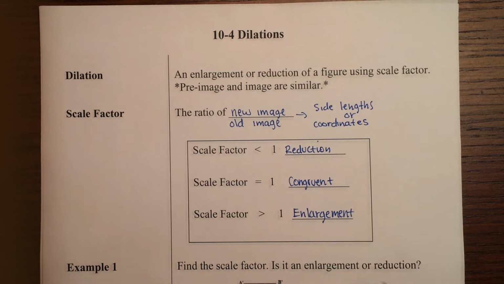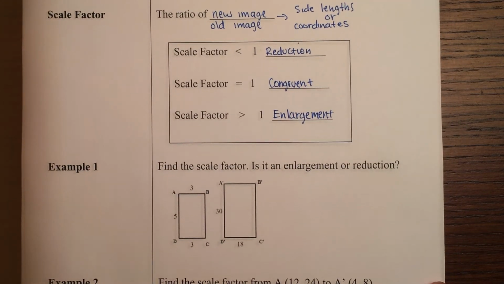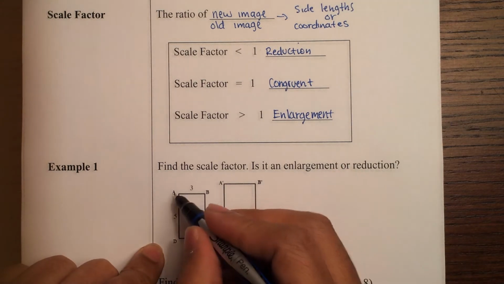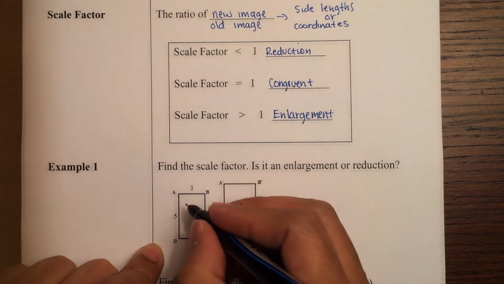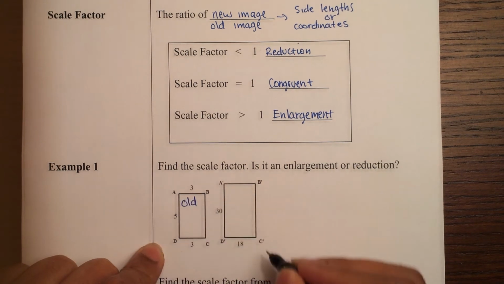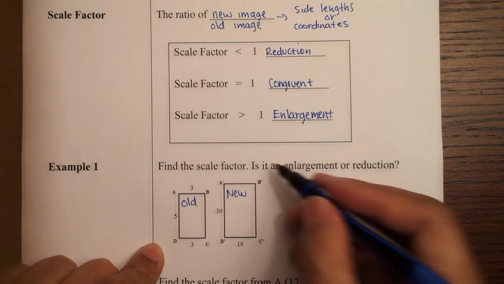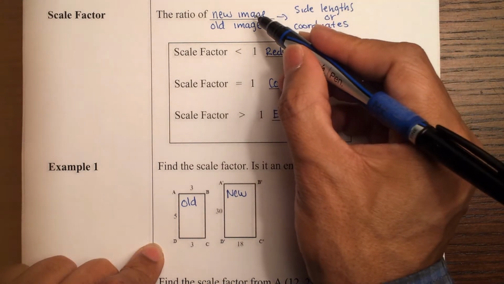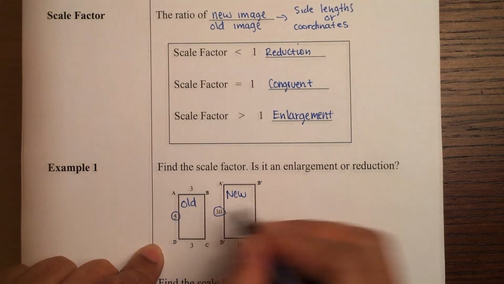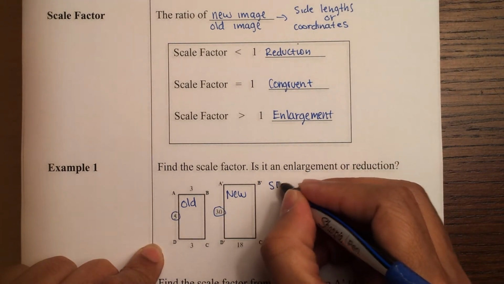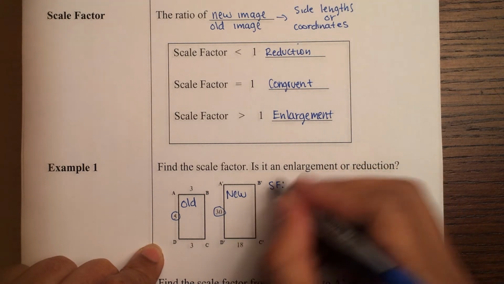Okay, so let's go right into an example so that you can start understanding this. So notice that this is the A, and that's the A prime, D and D prime. So that means this is the old figure and this is the new figure. Okay, so to find the scale factor, we do new over old. So I'm going to take this side and I'm going to find the scale factor. So SF stands for scale factor. So it's new over old.